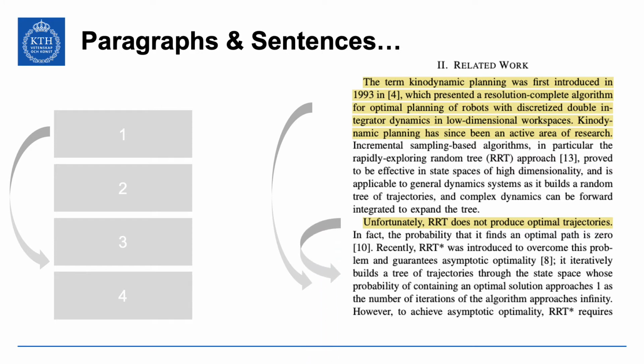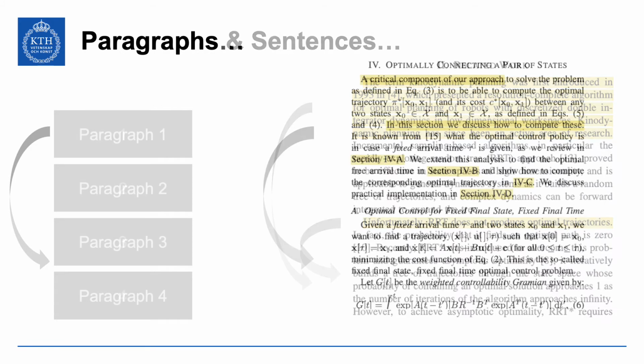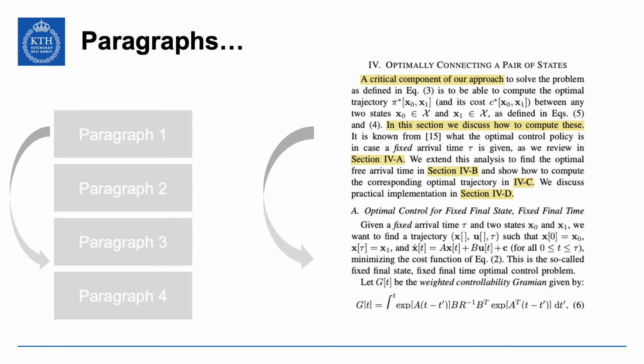But it also happens within paragraphs. So the first sentence of this paragraph, unfortunately, RRT does not produce optimal trajectories. And then they go on to add details. In fact, the probability, blah, blah, blah, and so on.